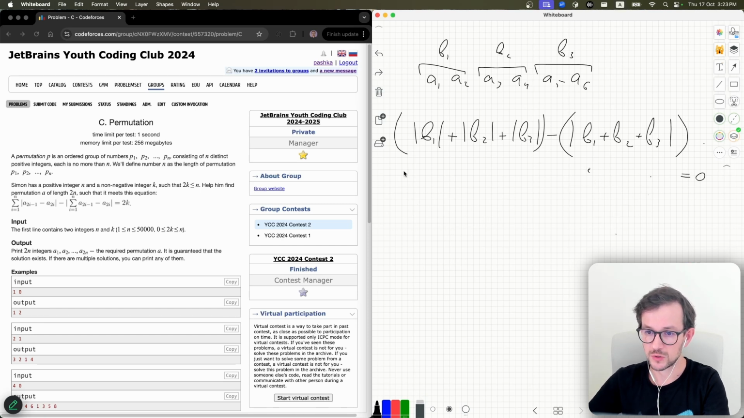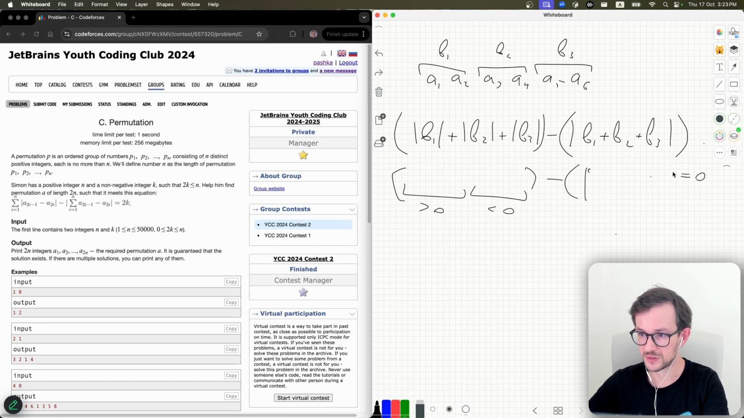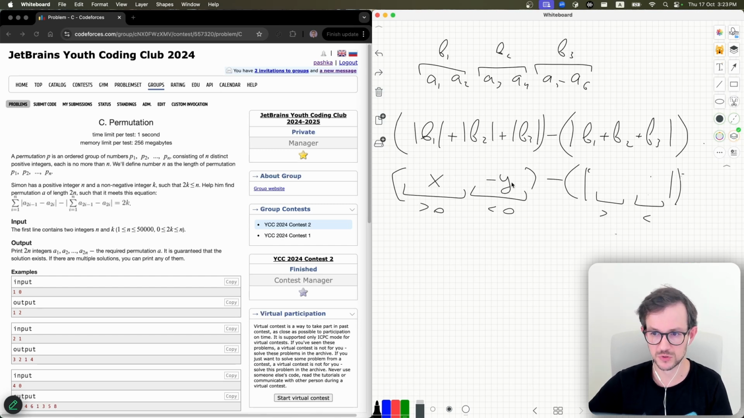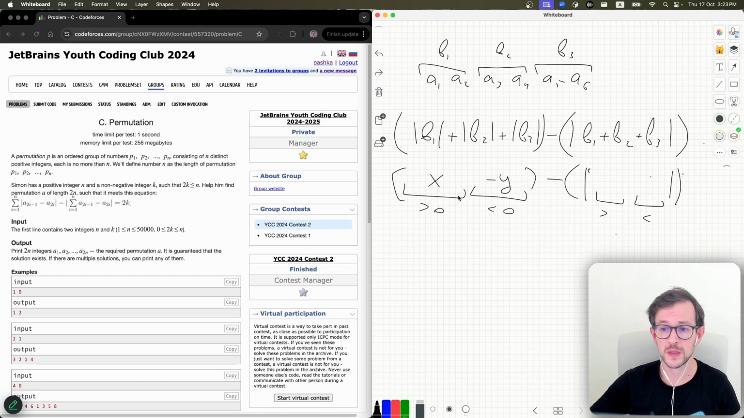So let's see. So let's split them. So you have some positive elements and some negative elements. And here we have the sum of all this. Again, you have some elements positive and some elements negative. Here, let's say that the sum of all positive elements is x, and the sum of all negative elements is minus y. So x and y are non-negative, it doesn't matter, it may be zeros. So 0 doesn't change anything. So I have x and minus y here. And here I have x and minus y.